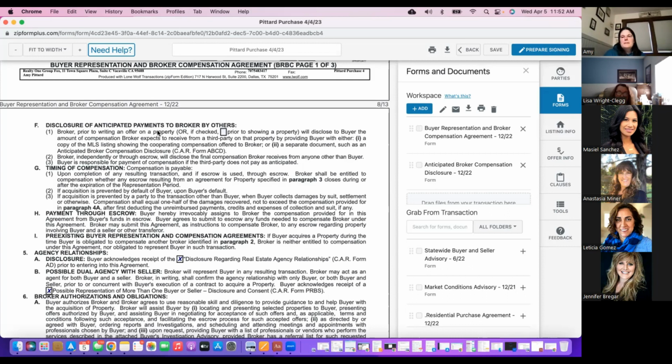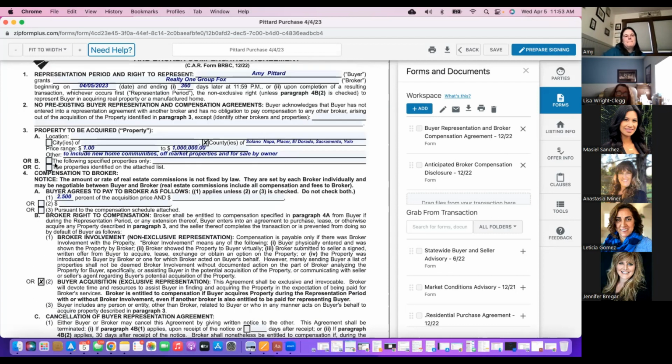Amy, didn't the... I don't remember where it was, but somewhere on our previous pages, it said that the buyer, by signing this paperwork, says that they are not in another buyer broker agreement. Yes, that's clear. Right here on 2 says no pre-existing buyer representation and compensation agreement. So they should disclose to you then.